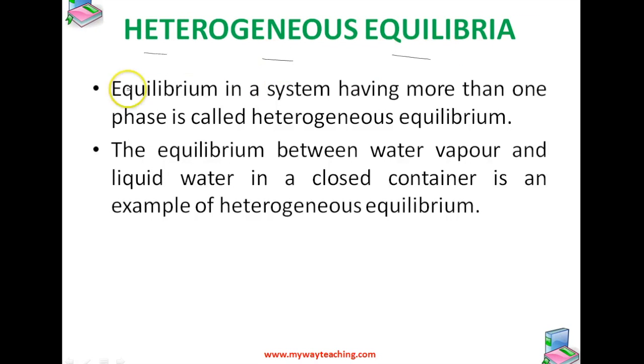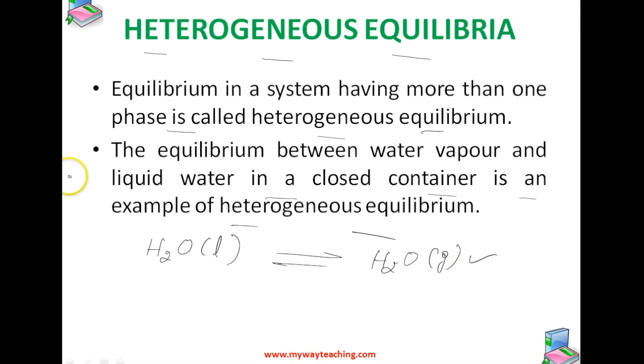Next is heterogeneous equilibria. Equilibrium in a system having more than one phase is called heterogeneous equilibrium. Homogeneous means all phases are the same. The equilibrium between water vapor and liquid water in a closed container is an example of heterogeneous equilibrium. In the container, there is H2O in the liquid state, and H2O in the gaseous state, which is called water vapor. This is called heterogeneous equilibria.